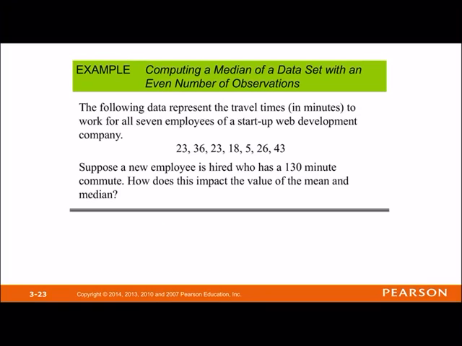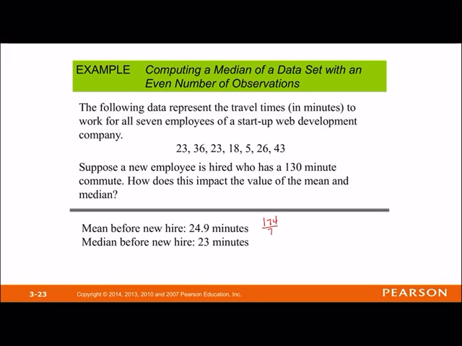So this is the same exact data that we had in objective 1, where we found the mean and the median already. So before, from objective number 1, the mean was 24.9 minutes and the median was 23 minutes. And if you remember, you can flip back. That's the beauty of this being on a video. When we added those numbers together earlier, we got 174 as a sum, and then we divided by 7. That's how we got that.